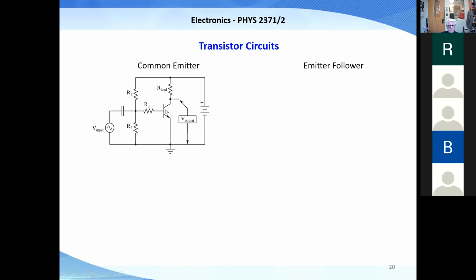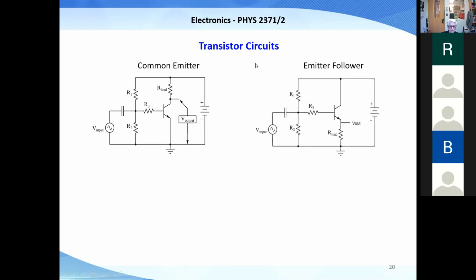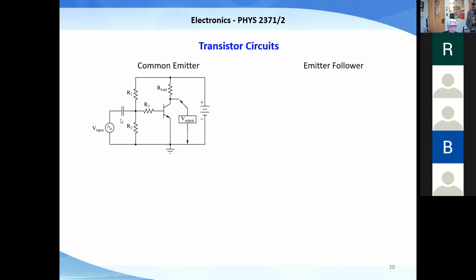So if you can change this resistance, you have a voltage divider here. So this voltage output depends on what this resistance is. And this resistance is controlled by this. So if you put an input voltage here, say a sine wave, you put a capacitor here, which gets rid of any DC, so it only passes the AC.